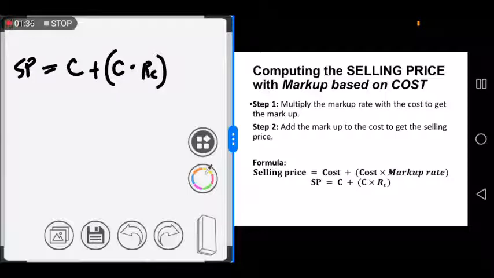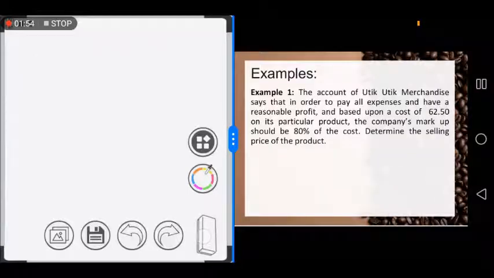Of course, if the markup is not given, but the cost and rate are given, to get the markup, you have to multiply the cost and the rate of markup based on cost. So, let us apply the formula with the following problems.